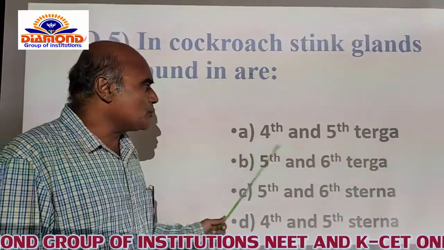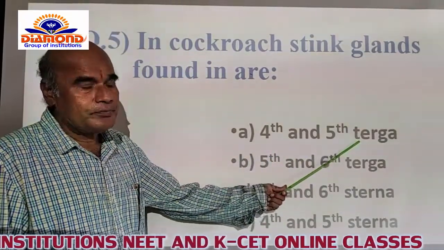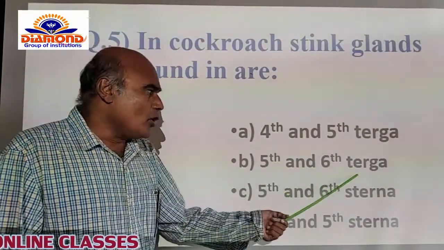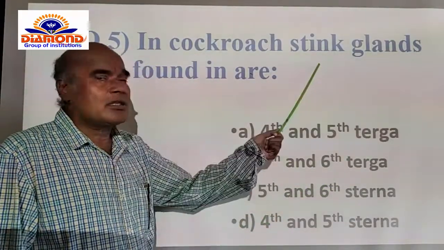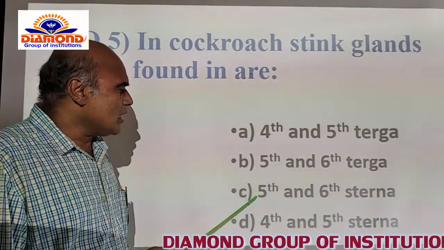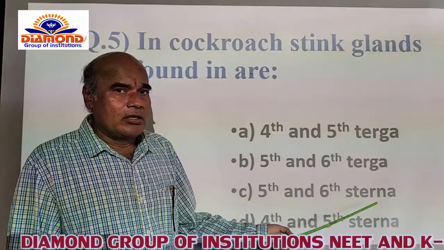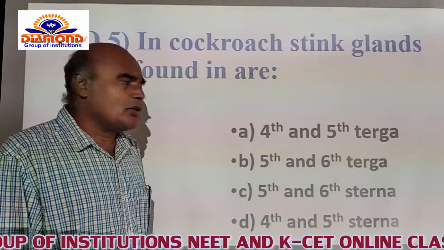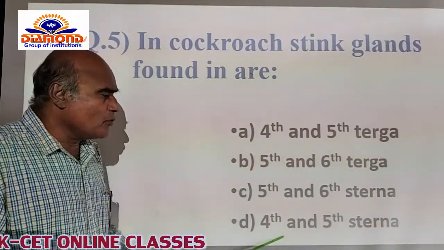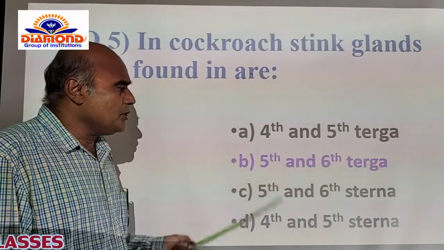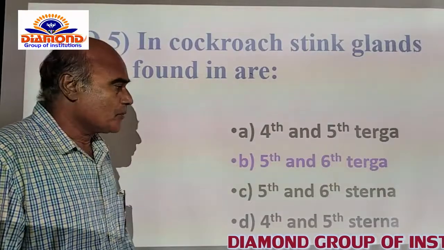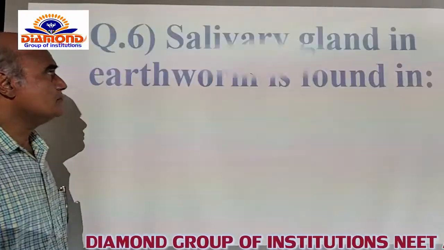Now the first option, A, is the fourth and fifth terga. Whereas B is the fifth and sixth terga; they are the dorsal segments which contain the sting glands. On the basis of this, the B option is correct for this question. Whereas C is the fifth and sixth sterna. Here the sting glands are not at all concerned with the ventrally located segments, which are called the sterna. And D option is the fourth and fifth sterna. Among A, B, C, D, the B option is correct. That's why I am opting for the B option for this question. Now we go for the other question.